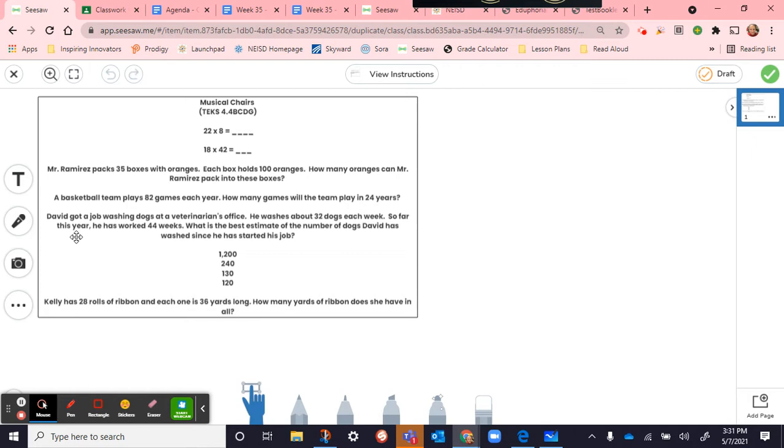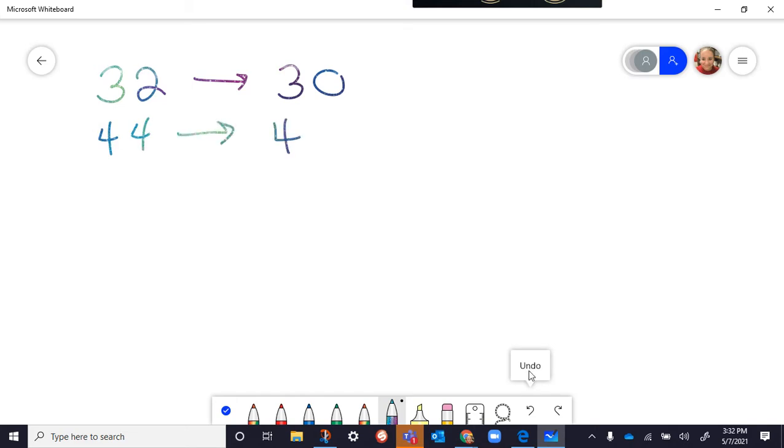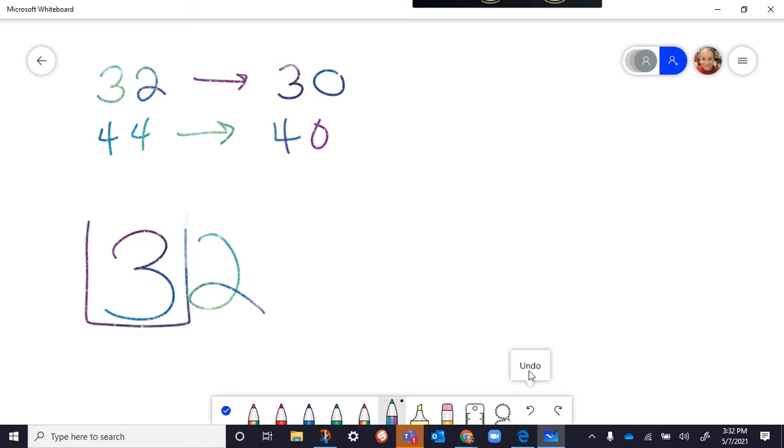So about how much? Well, if we take these numbers 32 and 44, if I were to round 32, that rounds to 30, and 44 rounds to 40. Okay, remember, you take the number. So if we round this to the nearest tens, we're going to put a box around here.